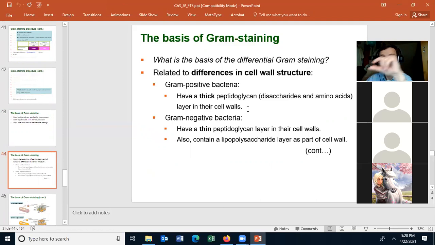The gram-negative bacteria have a thin peptidoglycan layer in their cell walls, and it also has a lipopolysaccharide layer as part of the cell wall. We call that the outer membrane of the cell wall. And the important part is the thinner peptidoglycan does not trap the crystal violet iodine in the cell wall, and it washes out in the decolorizing step.